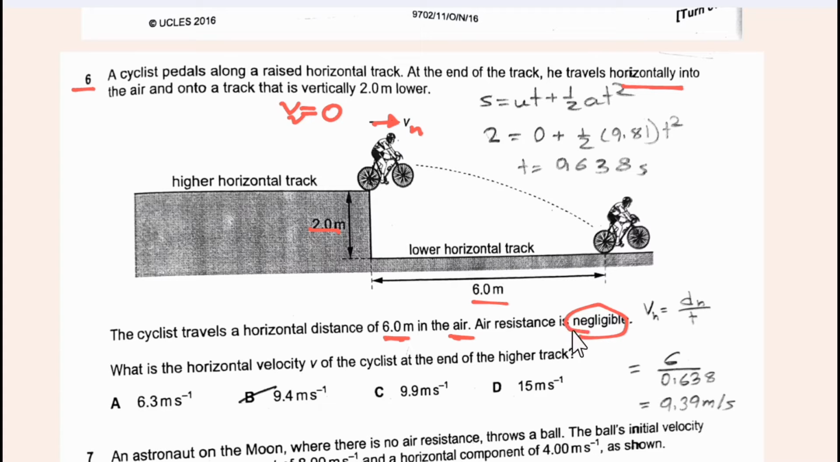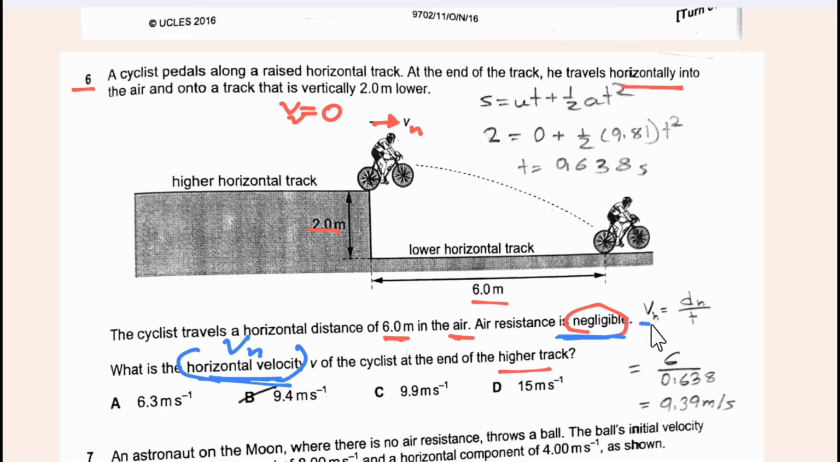Air resistance is negligible. What is the horizontal velocity of the cyclist at the end of the higher track? So we need to find the horizontal component of velocity, that is vH. We must remember that the horizontal velocity remains constant since there is no air resistance. There is no force in the horizontal direction, so there is no acceleration in the horizontal direction, and so the horizontal component of velocity remains constant.